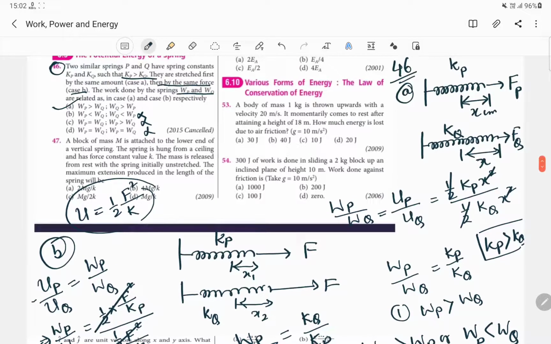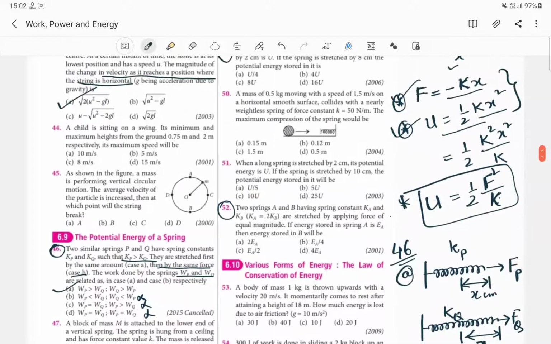But in your examination, you do not have to calculate all this. You have to just calculate the easiest part and eliminate the remaining options, and you will get the same answer. Okay, so option A is our correct answer.